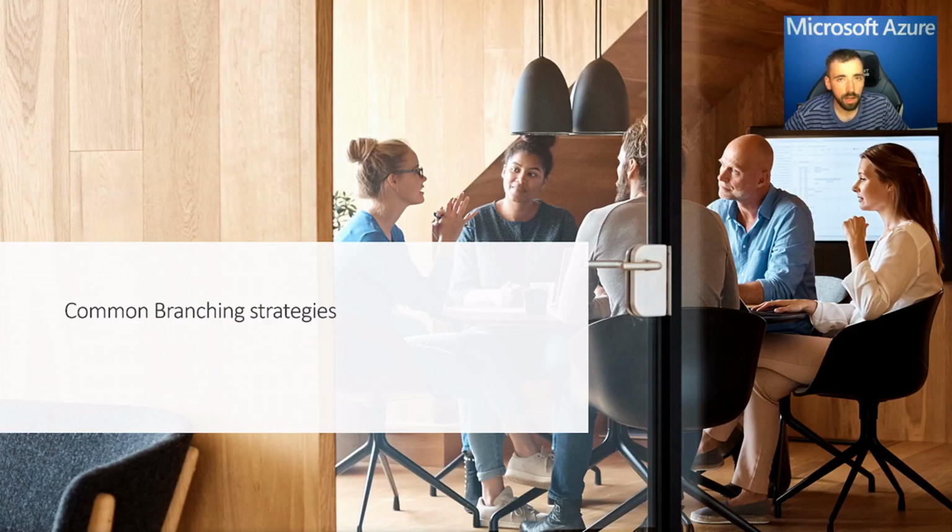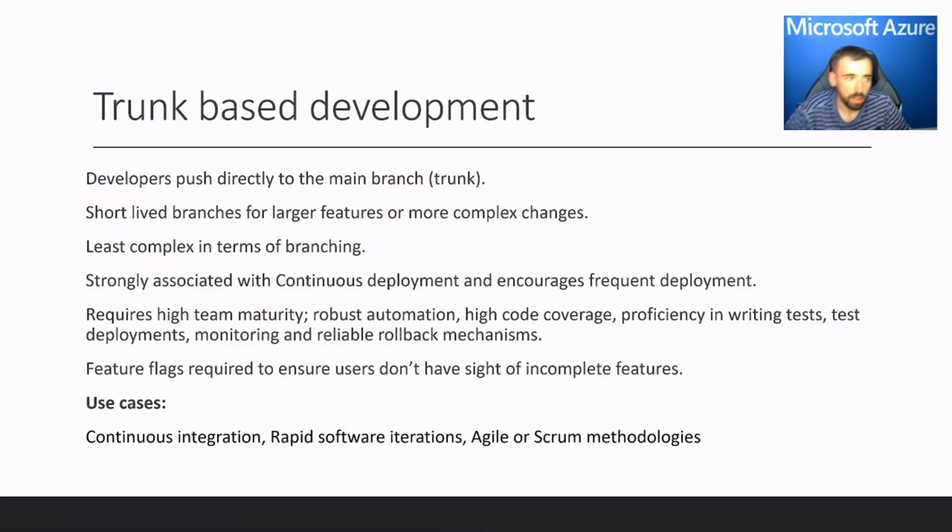Okay, so let's dive into some common branching strategies. The first branching strategy is trunk-based development. If we go back to the analogy of having a tree, we have the main trunk and then we have branches coming from the trunk. Trunk-based development refers to making commits directly to the main branch. So developers push directly. Short-lived branches are still used for larger features or more complex changes.